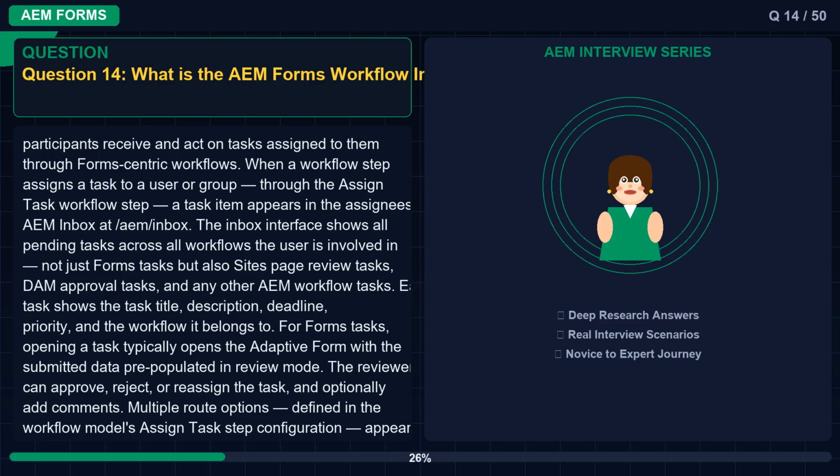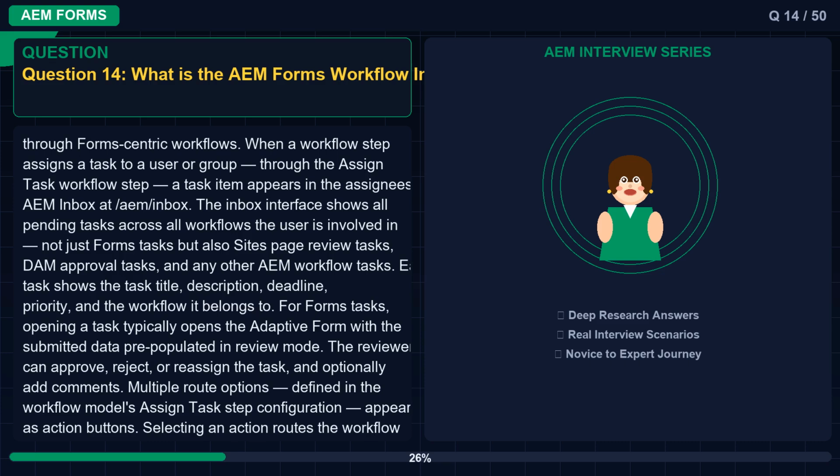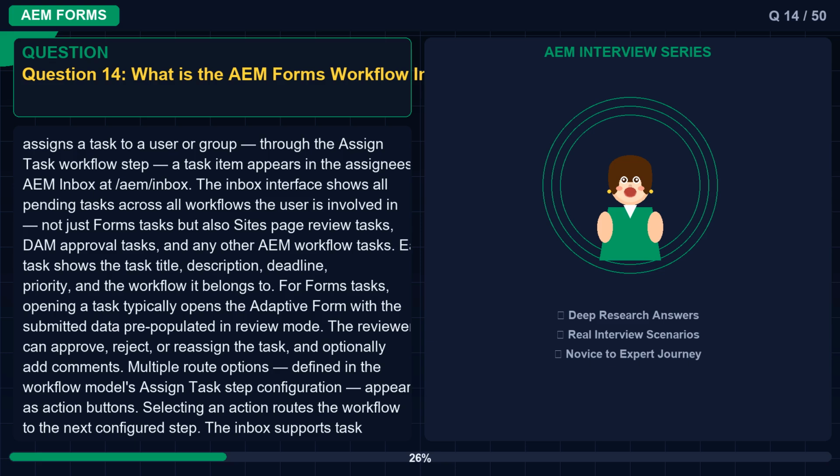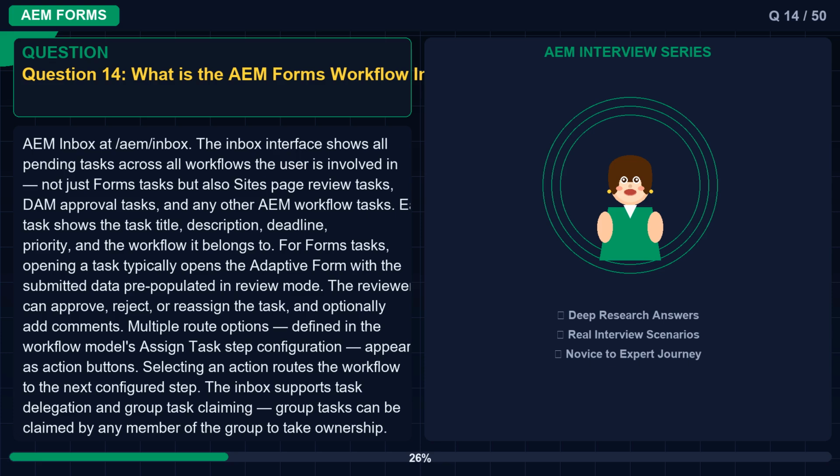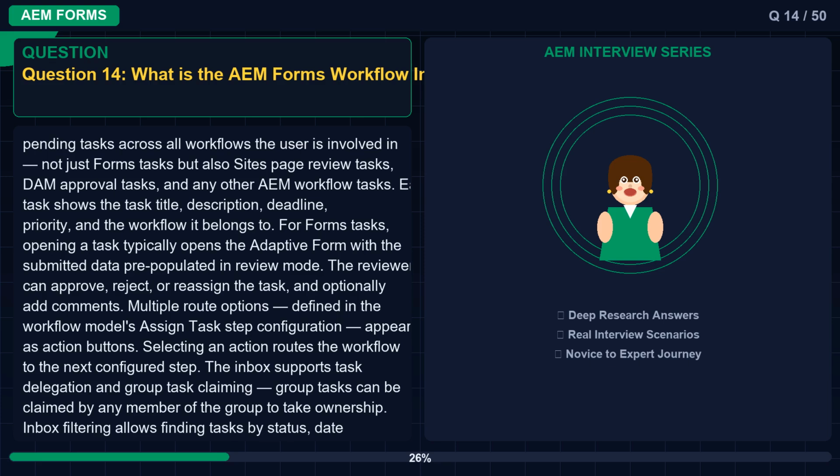When a workflow step assigns a task to a user or group, through the Assign Task workflow step, a task item appears in the assignee's AEM inbox at /AEM/inbox. The inbox interface shows all pending tasks across all workflows the user is involved in, not just forms tasks but also sites page review tasks, DAM approval tasks, and any other AEM workflow tasks. Each task shows the task title, description, deadline, priority, and the workflow it belongs to.